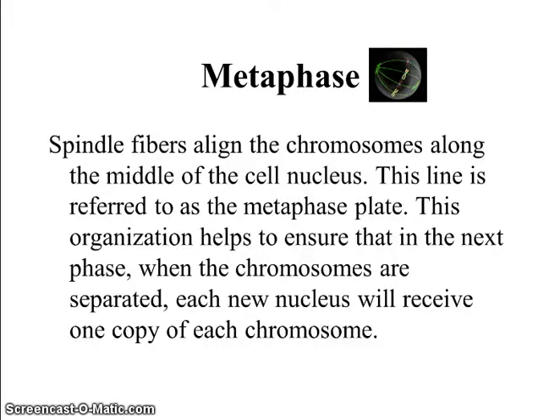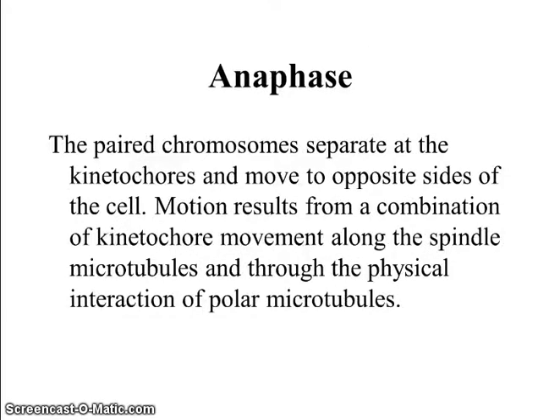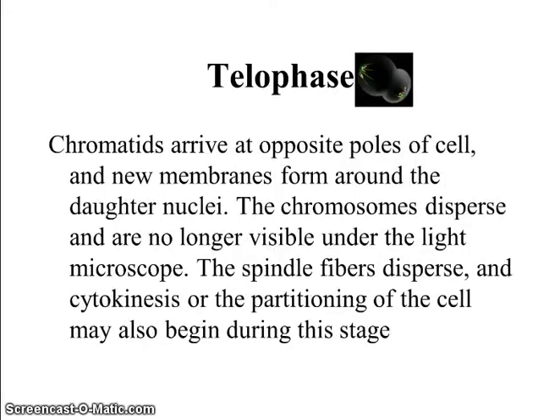Metaphase is where the chromosomes align in the middle and the centromeres align along the metaphase plate. And in doing so, the microtubules, or spindle fibers, will then begin to shorten as the kinetochore moves them, or walks them, to the poles. In anaphase, those chromosomes move towards opposite ends and the centromeres split.